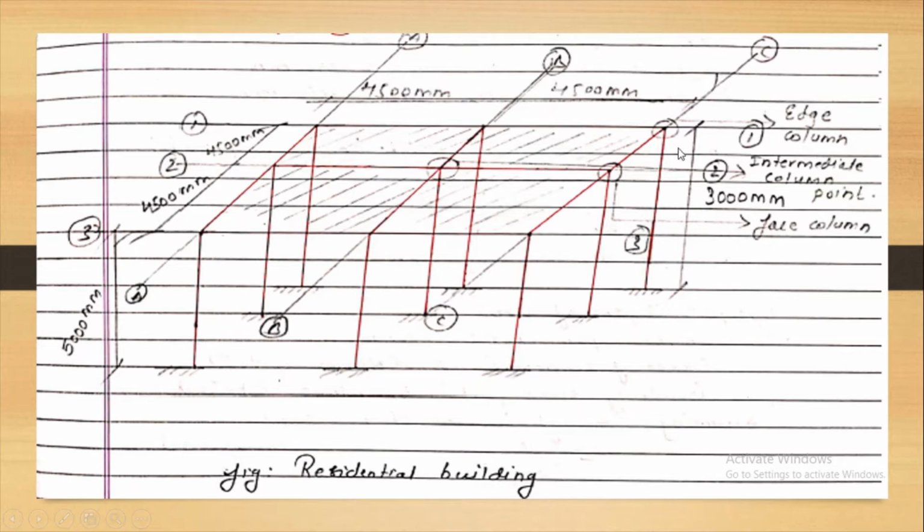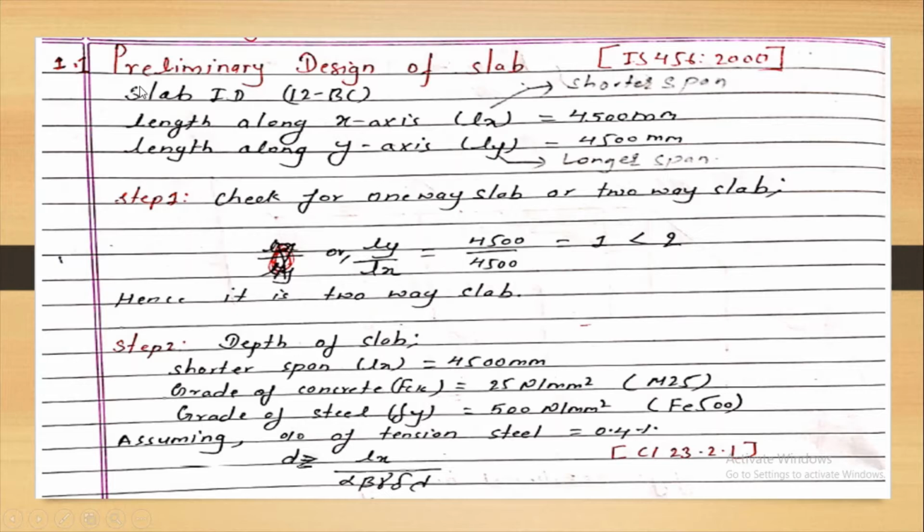The thickness of the structure is 300 mm, the length is 4500 mm plus 4500 mm, and the width is 4500 mm plus 4500 mm. These are the grid lines: A, B, C we call alphabetical grid lines, and 1, 2, 3 we call numeric grid lines. Now our topic today is preliminary design of slabs.